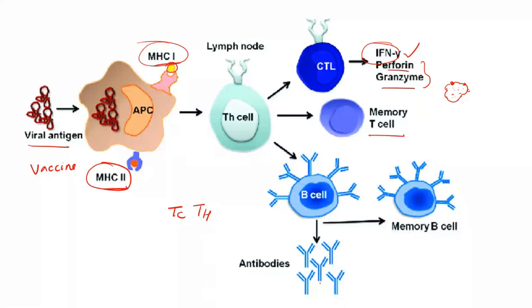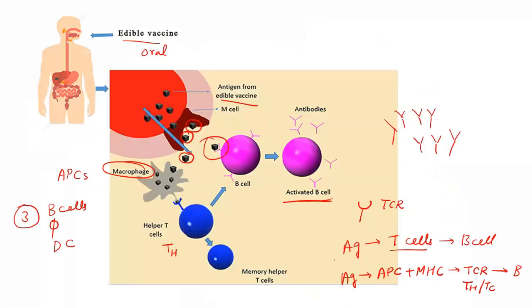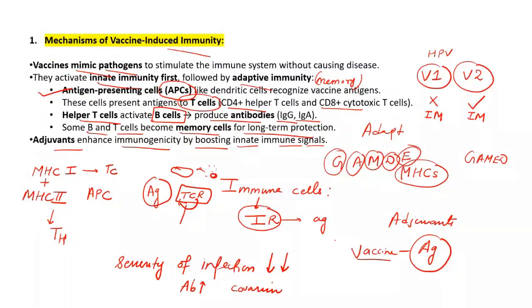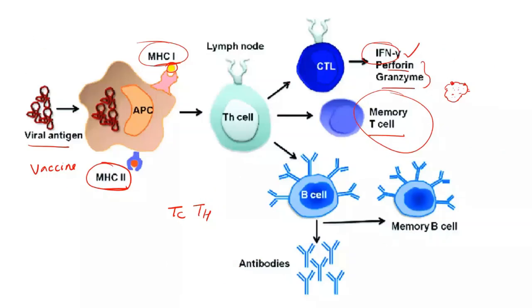Now, as I have written here, one point, if you remember, some B and T cells become memory cells for long-term protection. So you can see here in this chart, whenever this TH cell is dividing into cytotoxic T lymphocyte, one cell is also converting into memory T cell for storage, and in B cell also one is producing antibody and one is converting into memory B cell. Now this will be stored for the second response. So this is the way how vaccines work.